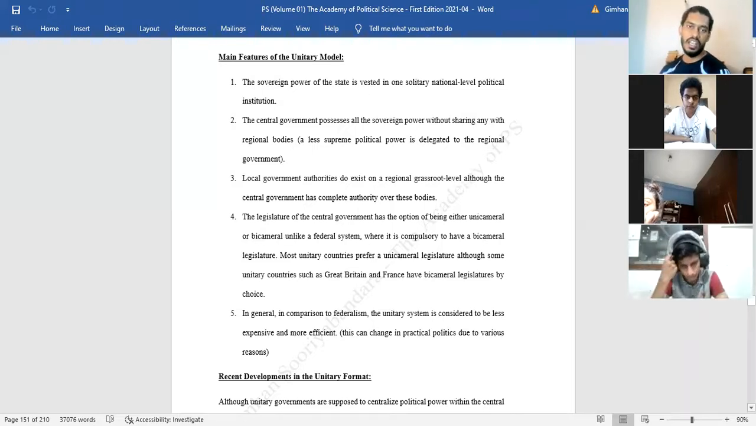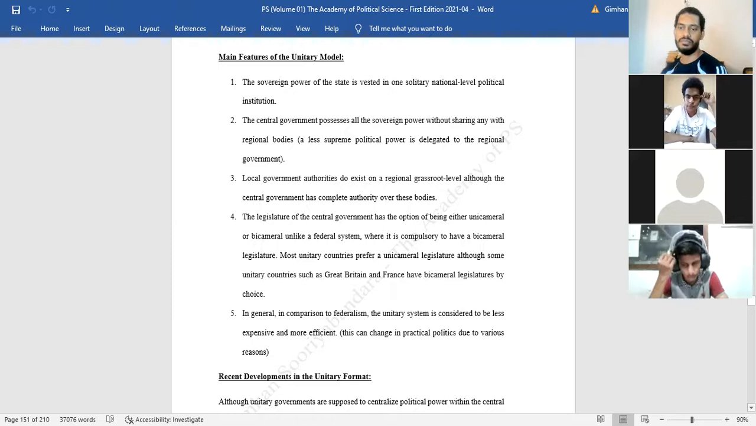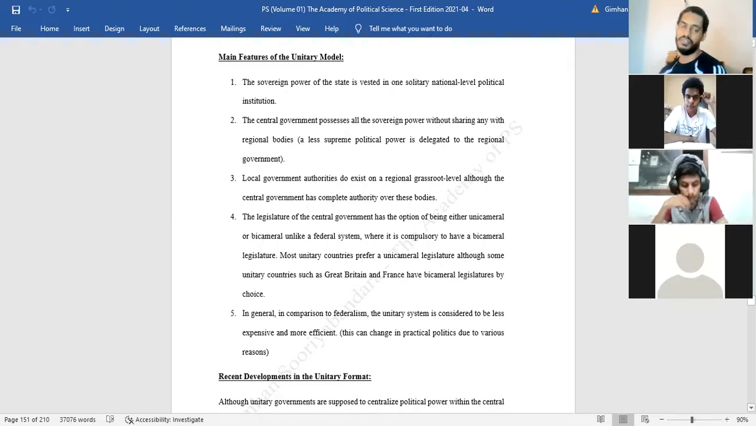The central government possesses all the sovereign power without sharing any with regional bodies. That's another important thing, which is what makes countries unitary in the first place. Then thirdly, local government authorities do exist on a regional grassroots level, although the central government has complete authority over these bodies, right? Central government has pretty much all the powers.